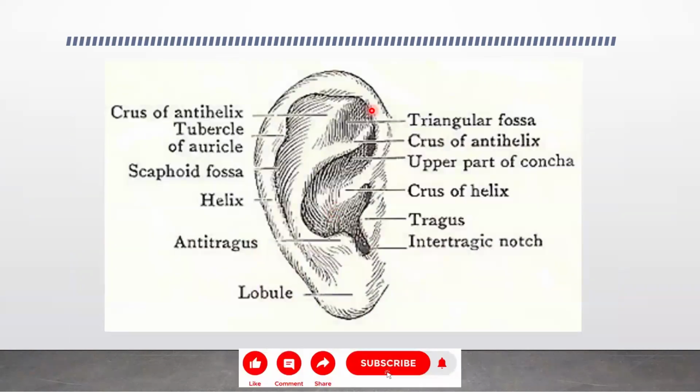And that is what now gives us the anatomy of the outer ear, or the auricle, as we talked about: the lobule, the tragus, crus of the helix, the crus of the antihelix, and then you have the helix there, as you can see.